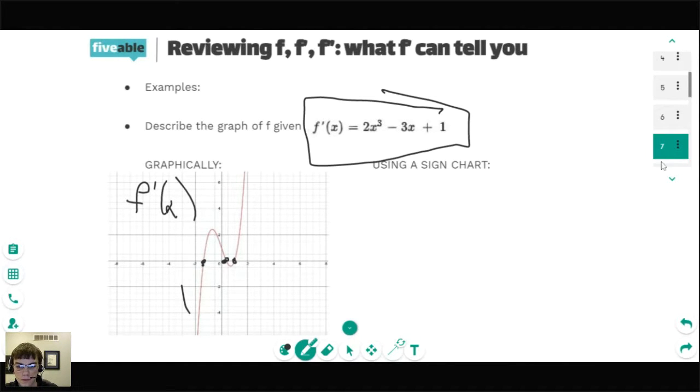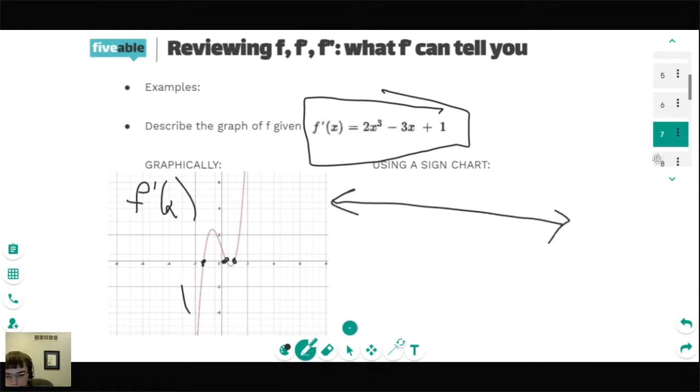The other way to do this is of course using something called a sign chart. A sign chart is where we take the zeros that we know and we look at what the behavior of the graph is in between these. I won't go through the trouble of actually calculating out what these zeros are, but you would say, well, the derivative is negative here, positive here, negative here again, and then positive here again.